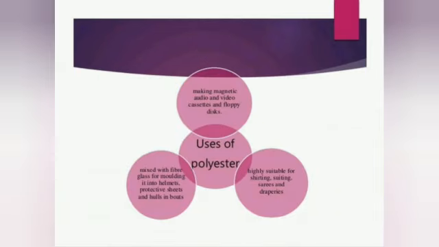Next, children, are the uses of polyester. Polyester is used in making magnetic audio and video cassettes and floppy disks. It is highly suitable for shirting, suiting, saris and draperies. Third, it is mixed with fiberglass for molding into helmets, protective sheets and hulls of boats. It is also used for making bottles, utensils, films, wires and many other useful products.